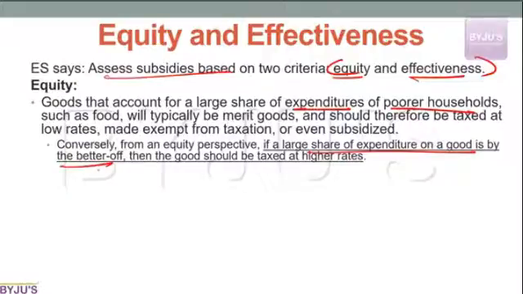If a large share of expenditure on any good is by the poor people, then the good should be subsidized, exempt from taxation or taxed at a low rate. So if you look at electricity, a large share of expenditure is by the better off. So should we give a universal subsidy?